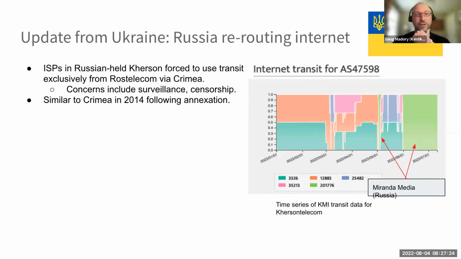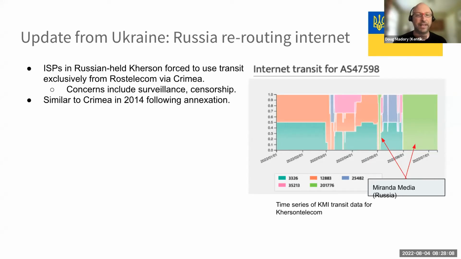The latest development: there's a city, Kherson, in southern Ukraine, just north of Crimea, that has been Russian held for the last couple of months. The Russians have forcibly required all the ISPs to change how they connect to the global internet, now connecting through Crimea, specifically through Miranda Media, which is Rostelecom. Rostelecom is a state telecom of Russia, and it has a local agent in Crimea that does their service, called Miranda Media, AS 201776.